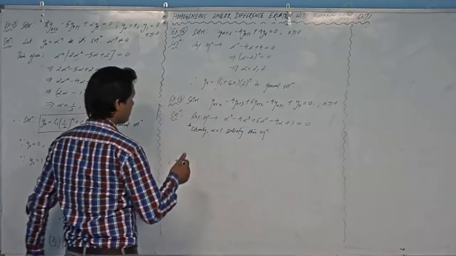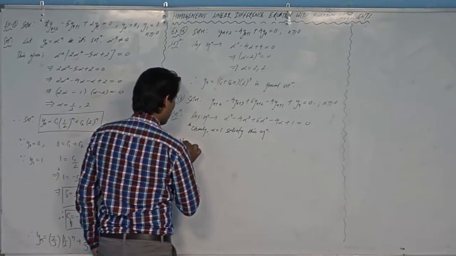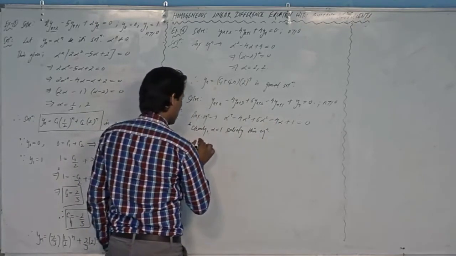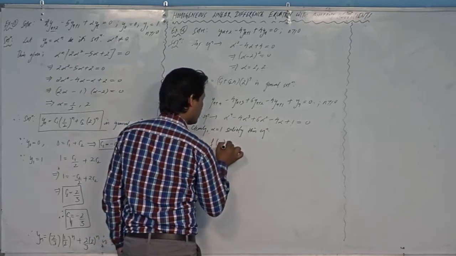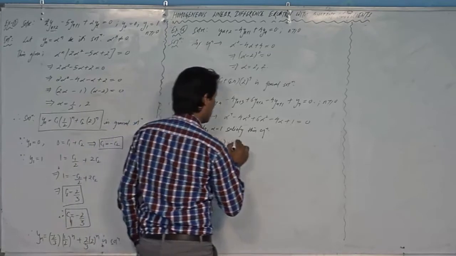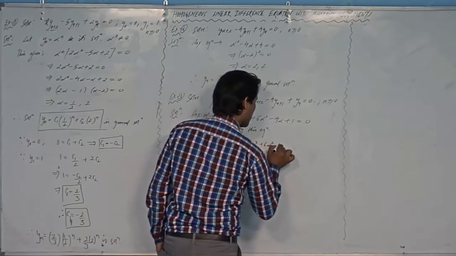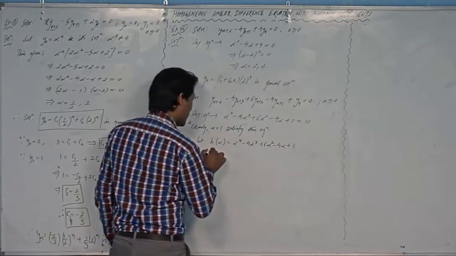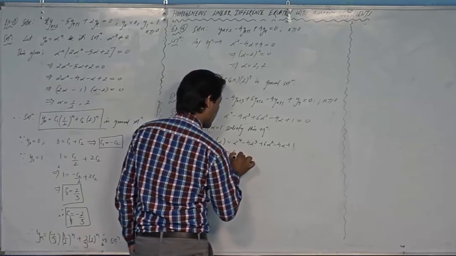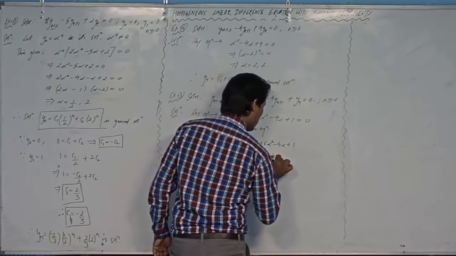Okay, so alpha equal to 1 satisfies this equation, right? That is correct. Now I should call this polynomial h alpha: alpha to the power 4 minus 4 alpha cube plus 6 alpha square minus 4 alpha plus 1, right? And I calculate h dash alpha, the derivative, that will be 4 alpha cube minus 12 alpha square plus 12 alpha minus 4.